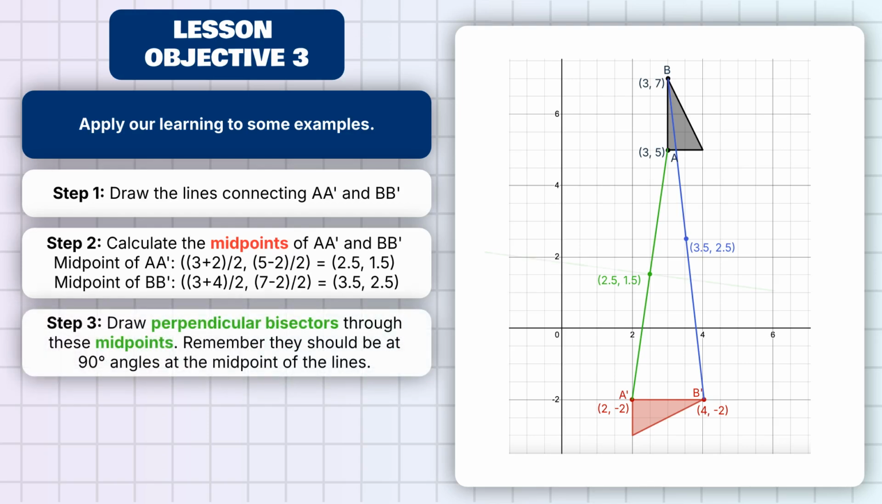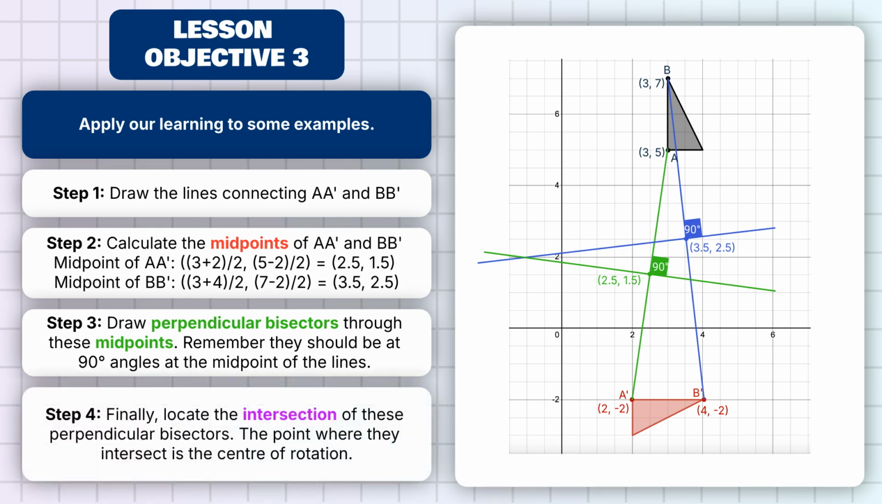Step 3. Draw perpendicular bisectors through these midpoints. These bisectors will be lines that intersect the respective segments at a 90-degree angle and pass through the midpoints. Step 4. Finally, locate the intersection of these perpendicular bisectors. The point where they intersect is the center of rotation. In this case, it is (-1, 2). You can follow a similar process to solve any problem needing identification of the center of rotation. Understanding these steps and practicing with different sets of points will make the process intuitive.